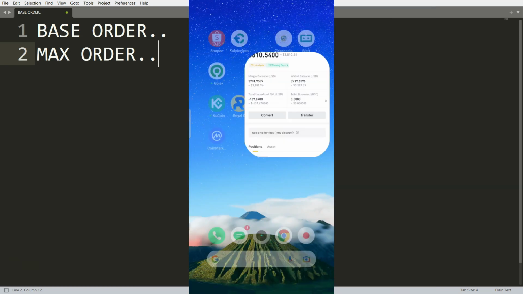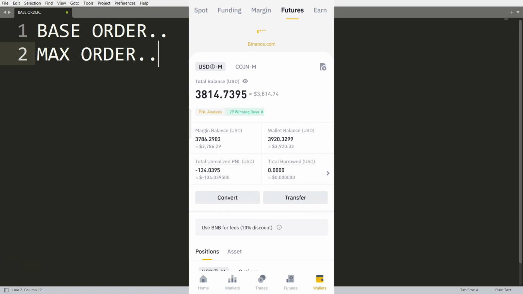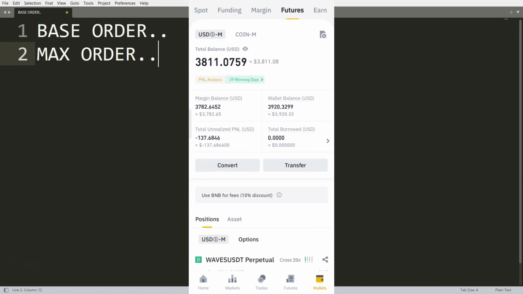Now if I go to the exchange, you can see my floating loss is now lower. It used to be negative 600. Now it's negative 137. And by the way, my total investment now is, I think, 2,500. It's 2,500. I made a profit of 1,400.